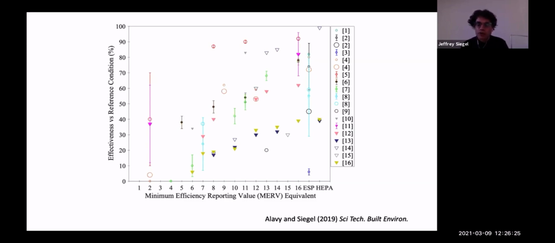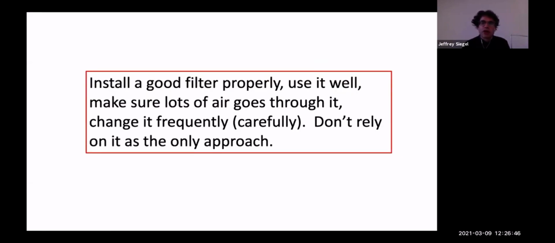And for the record, a lot of the reasons why these filters aren't performing well in these homes have to do with potentially some of the installation issues like bypass, as well as issues like overall ventilation rate. In a very well ventilated environment, the filter doesn't contribute as much to removal. And so if I were to summarize everything on filters, I would say, install a good filter, use it well, make sure that lots of air goes through it, change it frequently and potentially carefully, because there might be active microbiological material on it. And certainly it's not a silver bullet. Don't rely on it as the only approach.